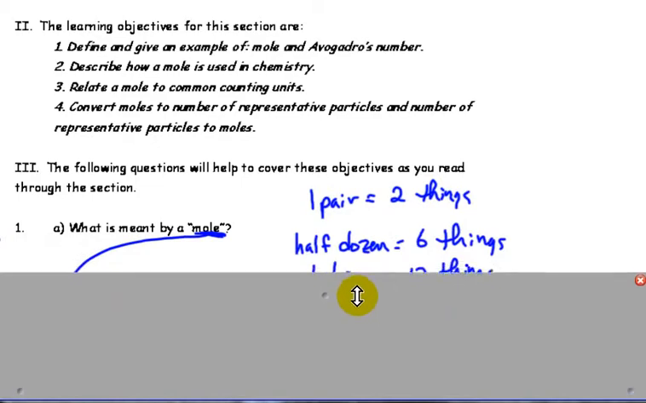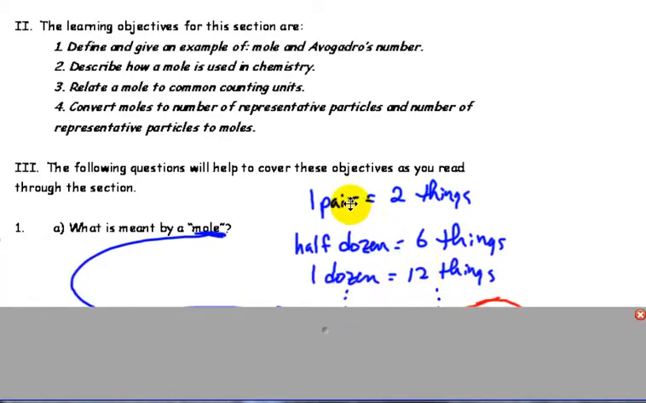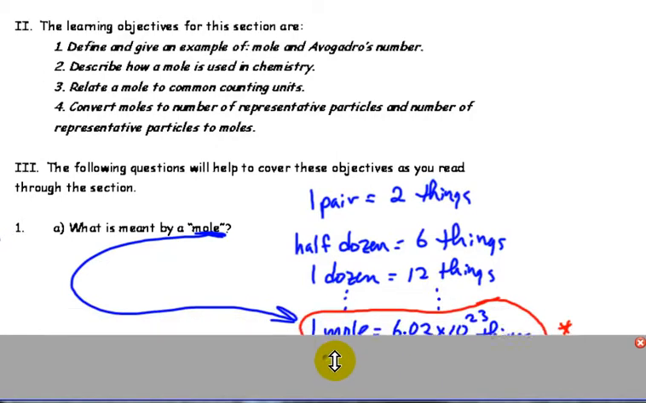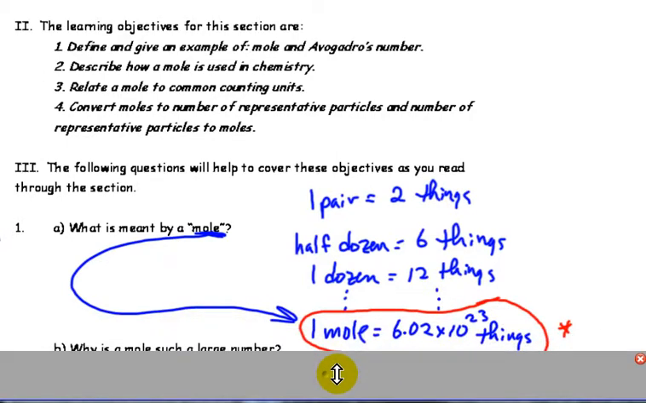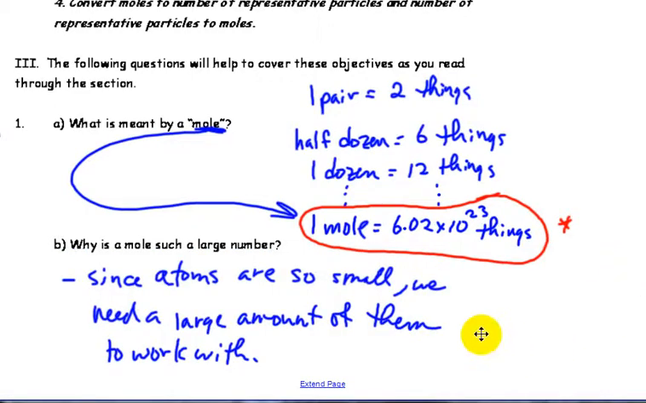Okay, so first of all, if you think about certain words that we use in everyday life, one pair, of course, equals 2 things. A half dozen equals 6 things. 1 dozen is 12 things. If we get to very large numbers, 1 mole represents 6.02 times 10 to the 23rd things. So that's this decimal moved 23 places to the right. So it's a huge number.